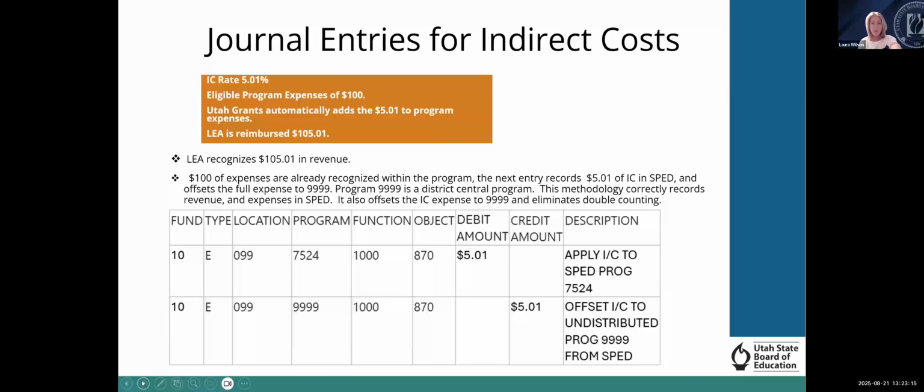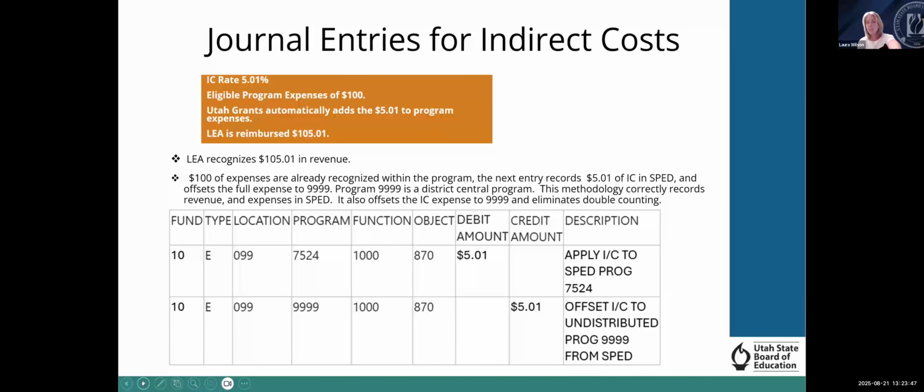This is an expenditure. The program is the difference here. So the first entry for the expenditure is a debit for 501 to the SPED program. And then the credit is also an expenditure, but it's a credit entry, and it will go to program 9999. So I think different LEAs record this with different programs. They have a different, like just a holding kind of program for their indirect costs.